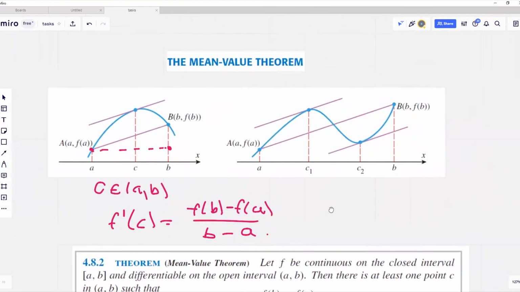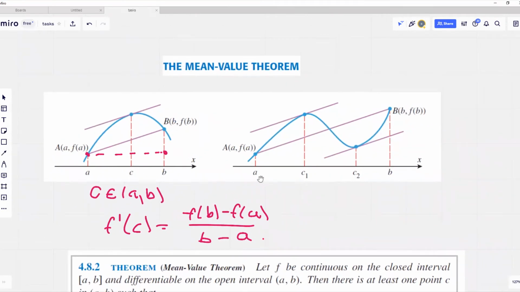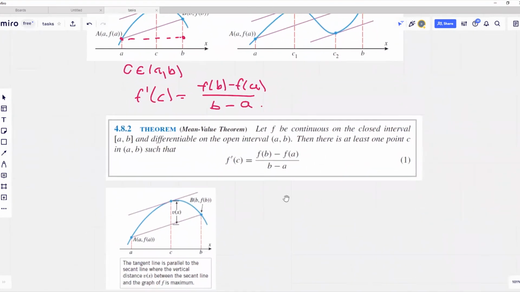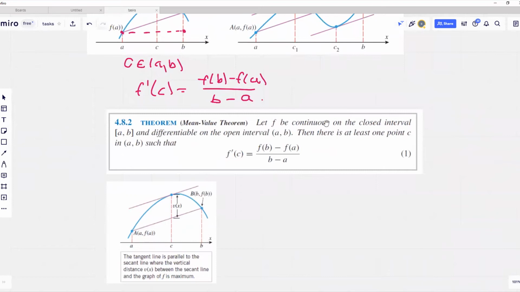And we might have a case when there are several points such that the slopes of tangent lines are parallel to the slope of secant line, like in this graph over here. So mean value theorem: let function f be continuous on the closed interval [a, b] and differentiable on the open interval from a to b.